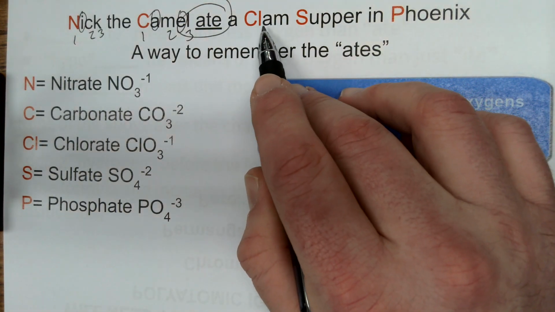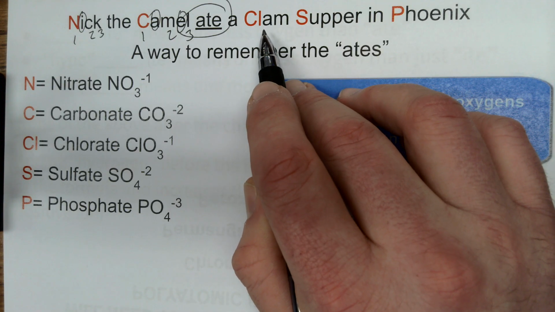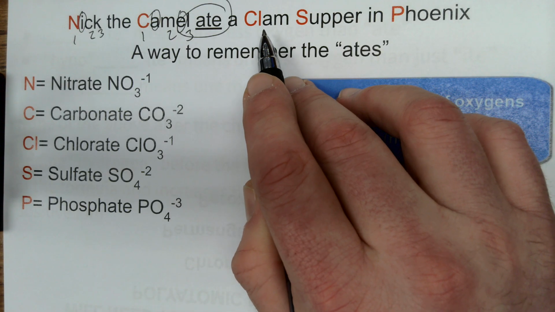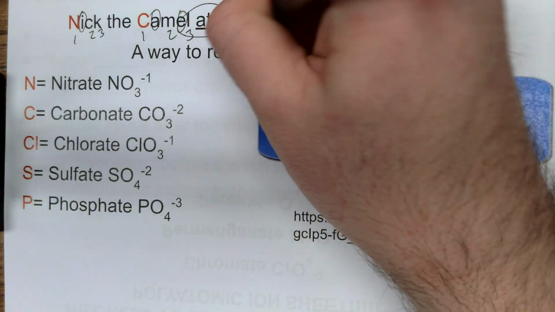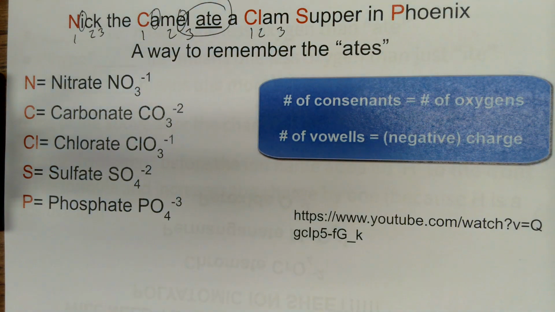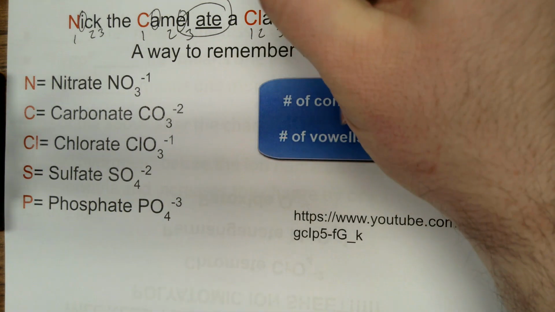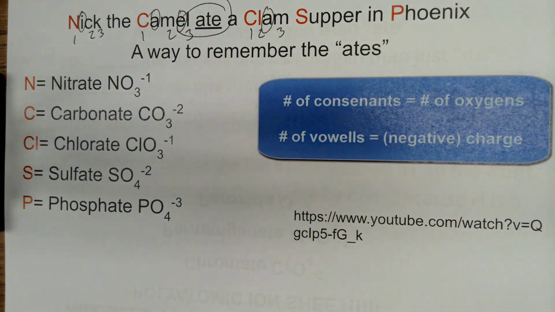Clam. Cl is my element symbol for chlorine. So Cl, I see 1, 2, 3 consonants. So ClO3, 1 vowel, A. ClO3 with a minus 1 charge.